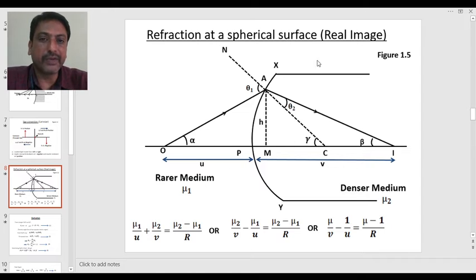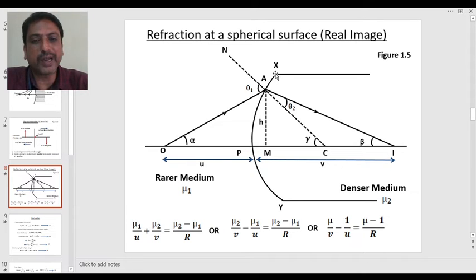In order to derive the refraction formula, here I have considered some angles: alpha, beta and gamma. Alpha is the angle made by the incident ray with respect to the common principal axis. Beta is the angle made by the refracted ray with respect to the common principal axis. And gamma is the angle made by the normal with respect to the common principal axis. Apart from this, I have drawn AM perpendicular to the common principal axis, whose distance is represented by small h. Here U denotes the distance of the object from the vertex or the pole, and V denotes the distance of the image from the vertex again.